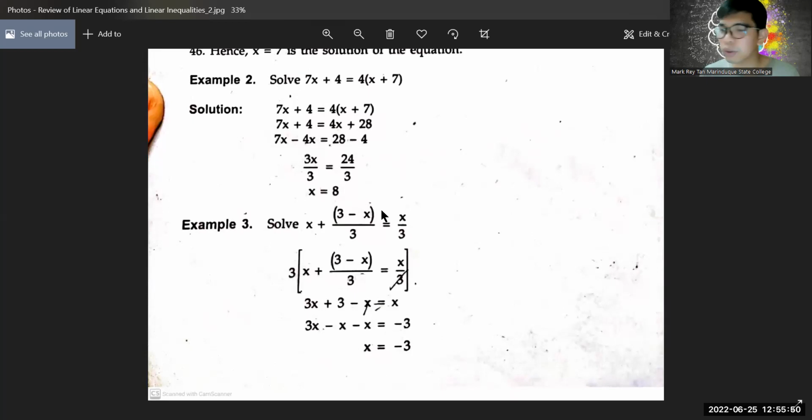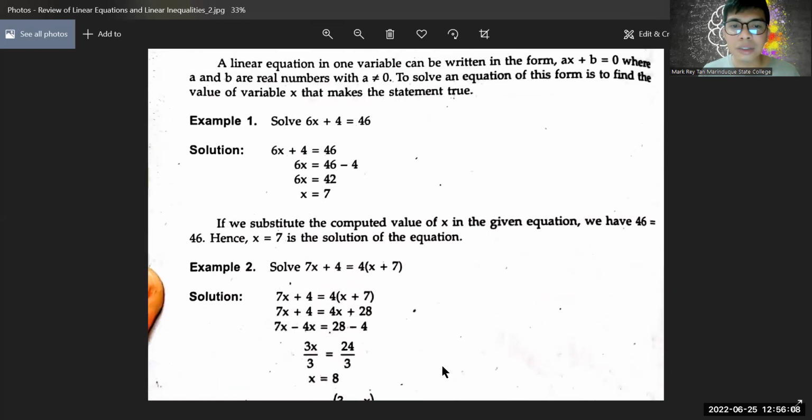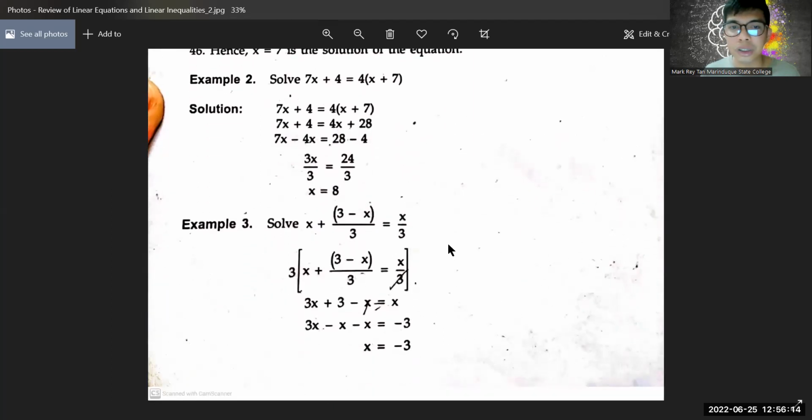Okay, so lastly, we go to example number 3, which is x plus 3 minus x over 3 equals x over 3. As time goes on, we're showing all the possible equations. Of course, here the fractions don't go away. The solving is the same.